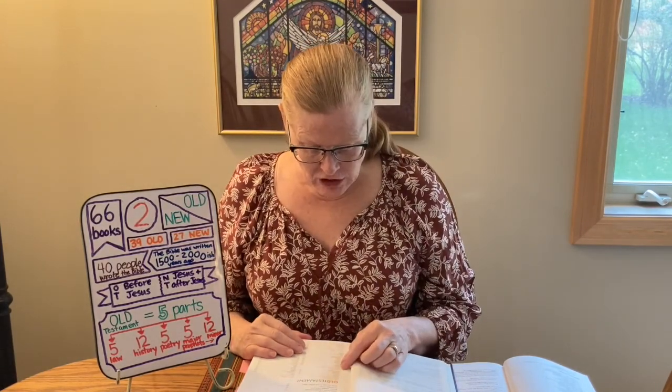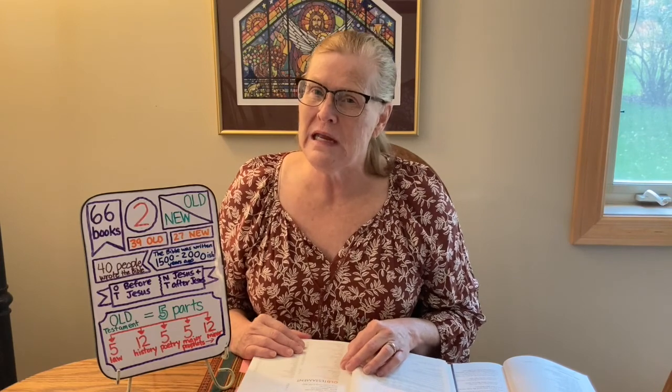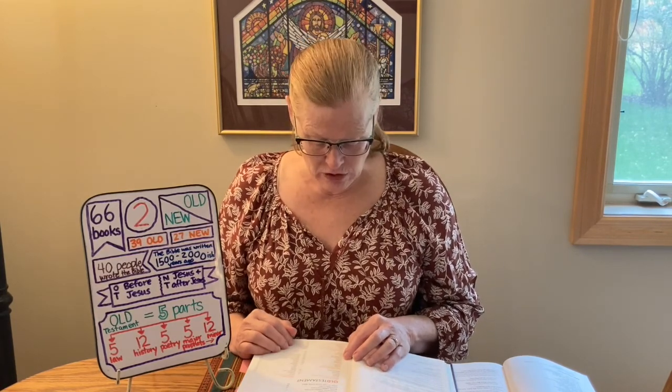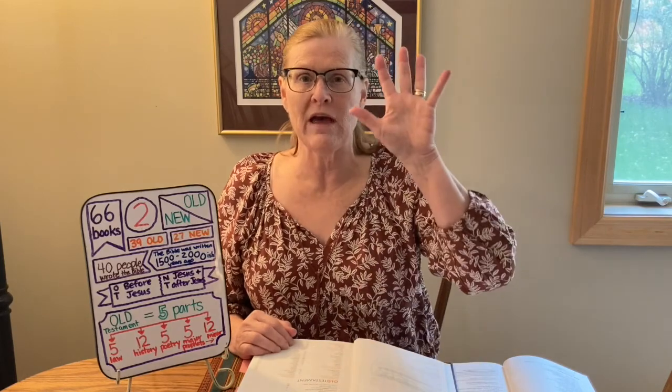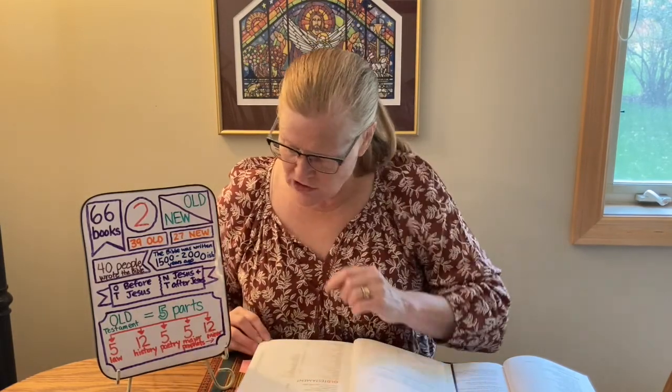Then after that, you'll see historical books. These are the books about all the things that happened historically that were leading us up to the birth of Jesus. And so the historical books are Joshua, Judges, Ruth, 1st and 2nd Samuel, 1st and 2nd Chronicles, Ezra, Nehemiah, Esther. Those 12. So far we have 5 parts. We have the 5 books of the Pentateuch, and we just found 12 historical books.